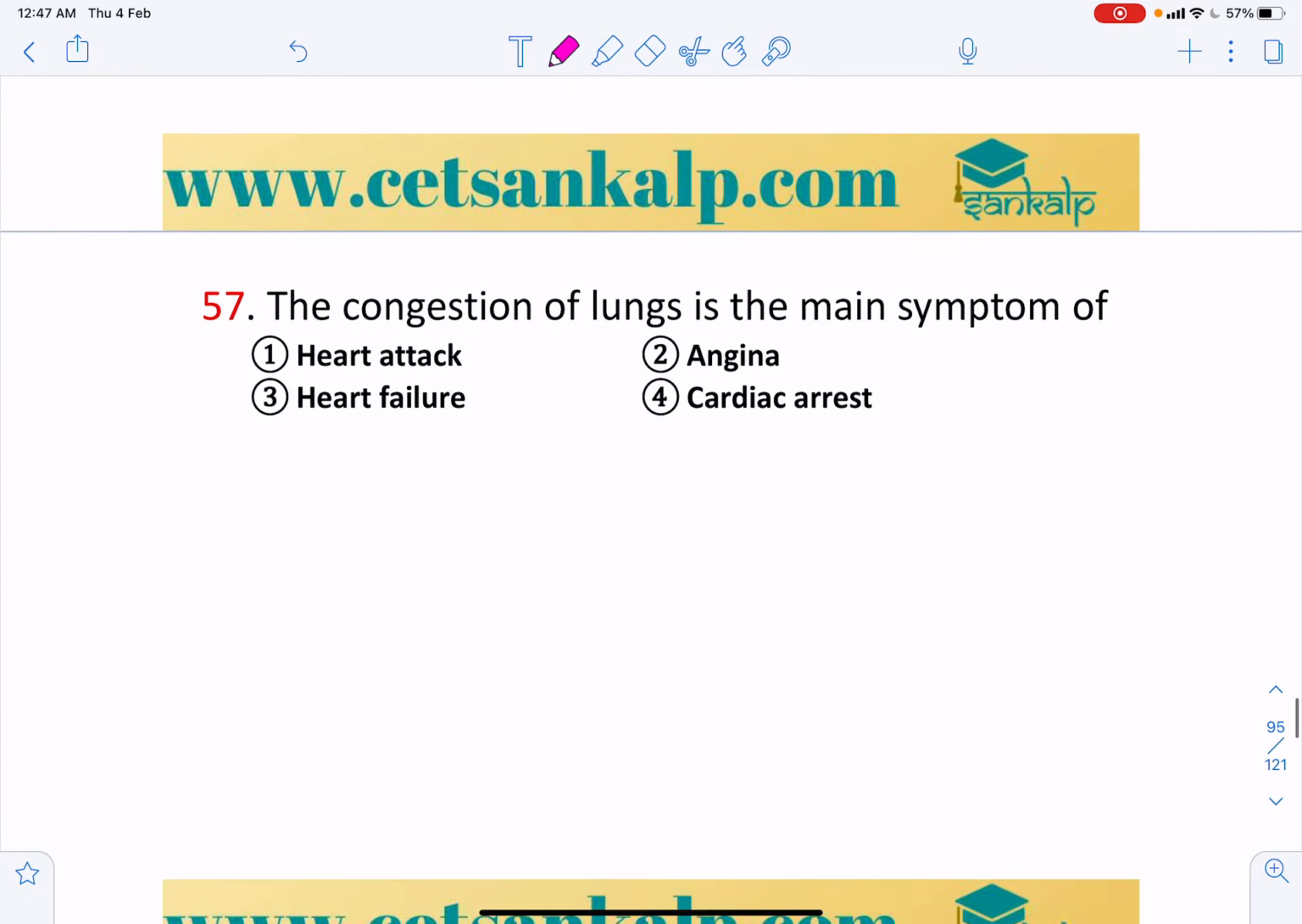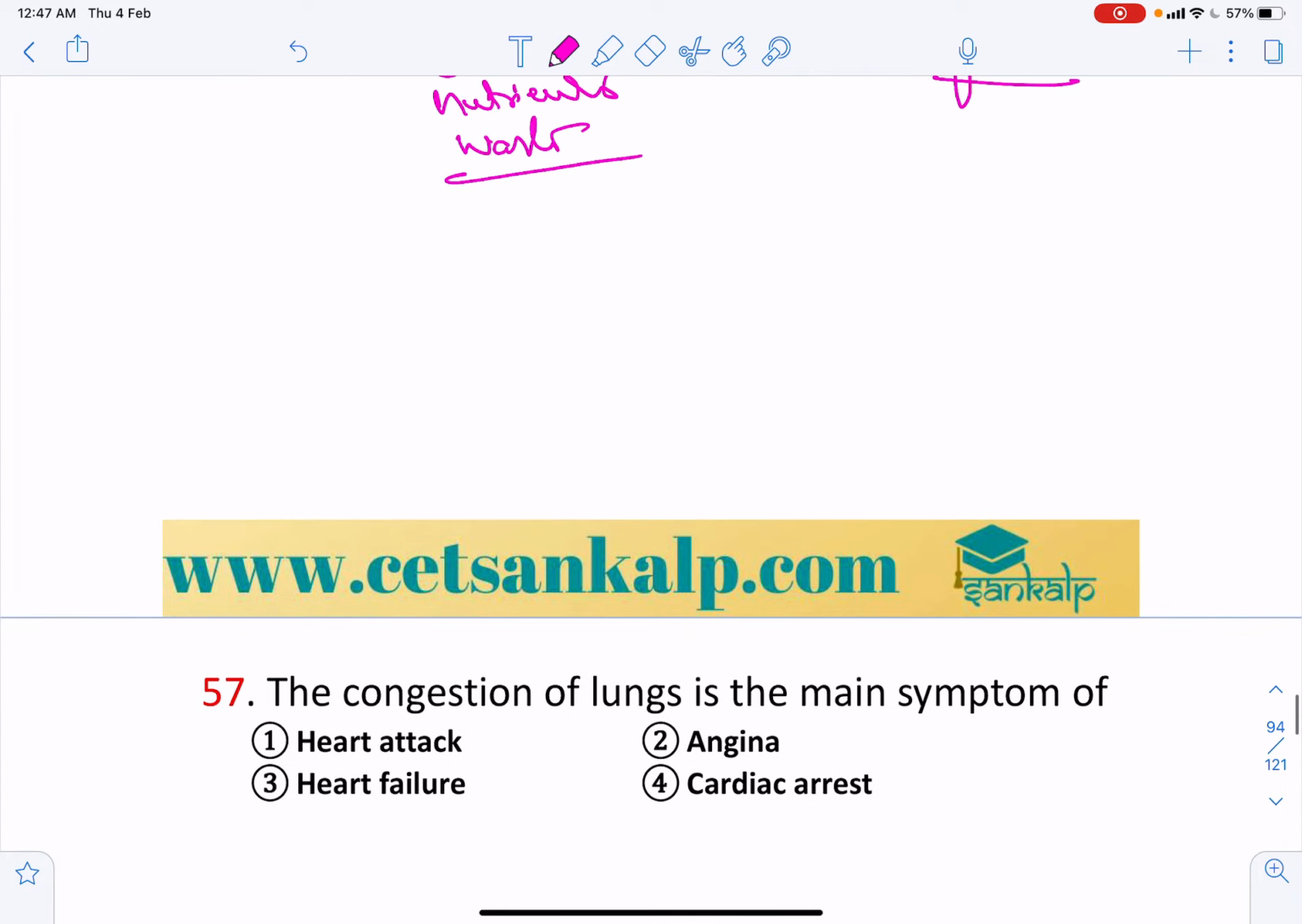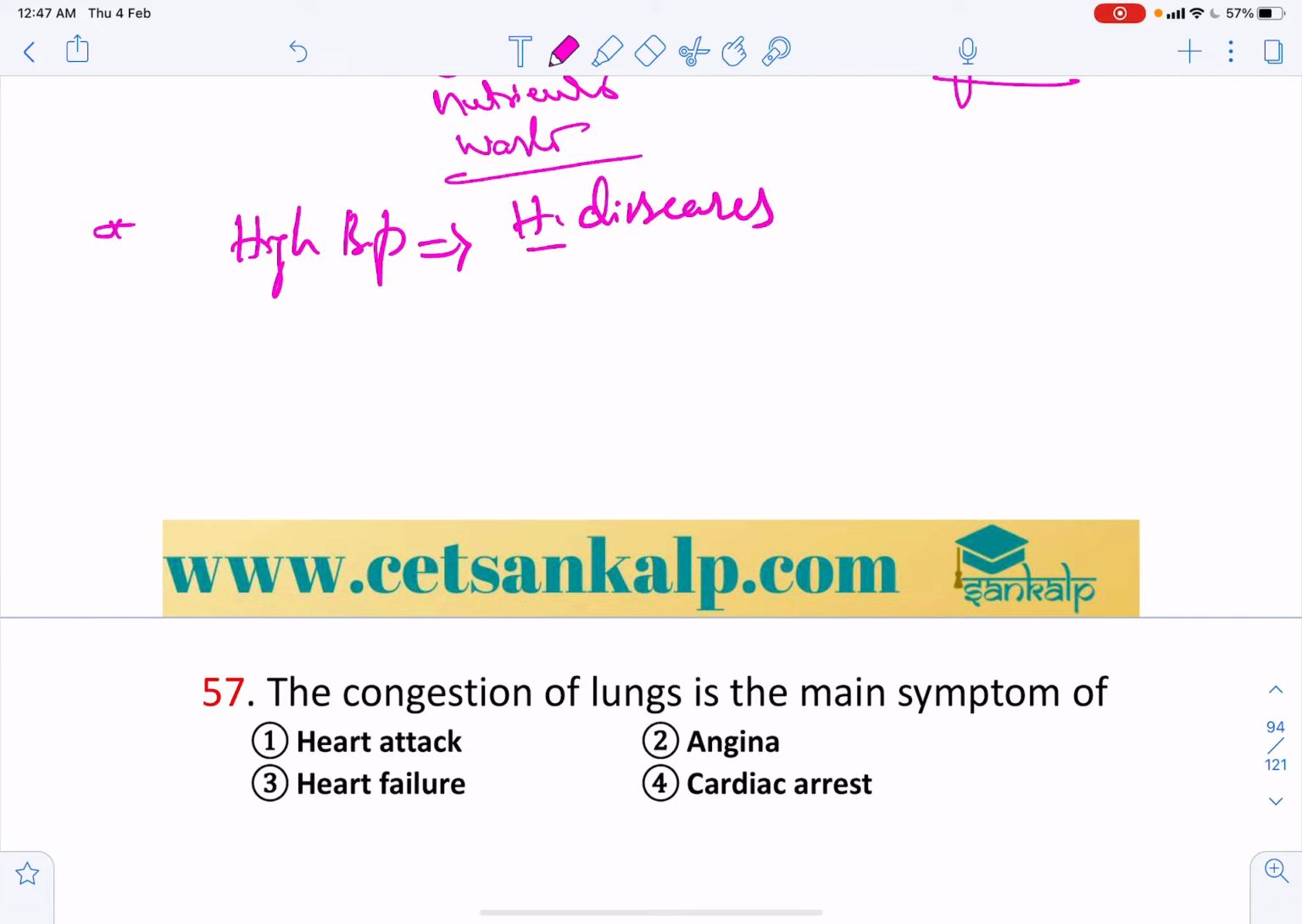Next, we'll take some disorders related to the heart. We know what exactly a heart attack and myocardial infarction are. I just mentioned the important diseases. If there is high BP, more than 120/80, we say hypertension, which mainly affects the heart. High BP leads to heart diseases, and there is no cure. We should take some precautionary measures.